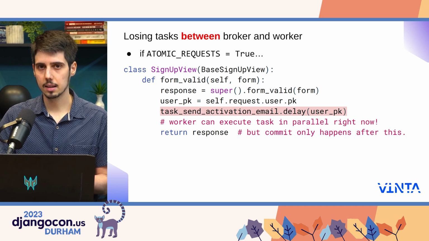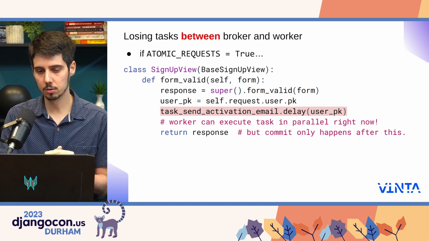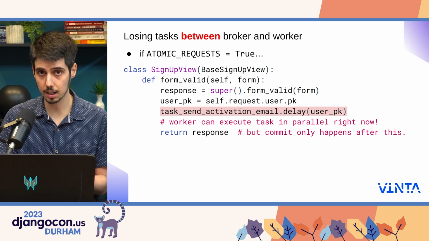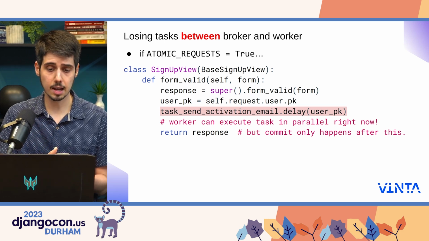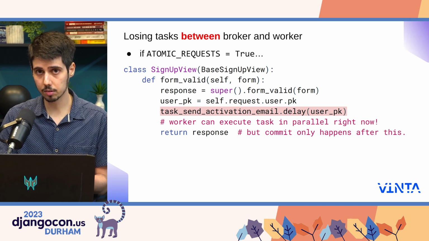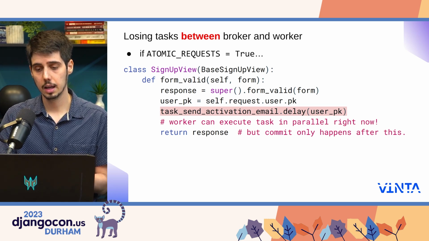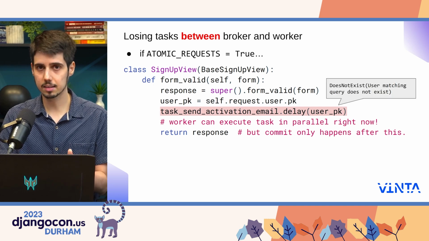If you do something like this, which is the naive way of delaying a task, send activation email, you just check the form is valid, get the user PK, and then delay the task. What can happen is that between the delaying of the task and the response, the task can execute in parallel to your view. And if that happens, you get this error.